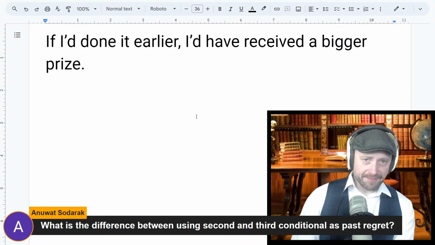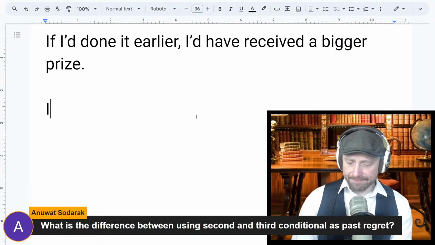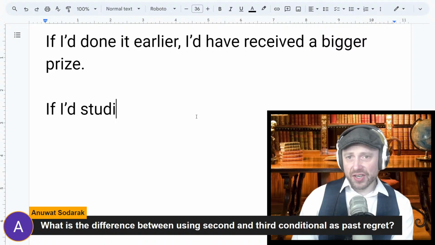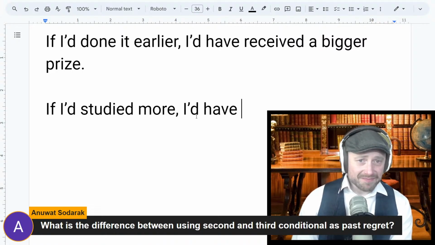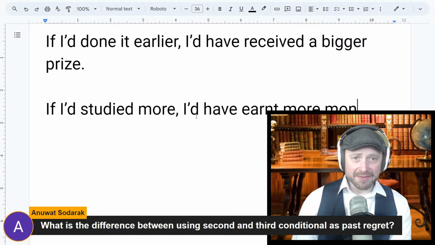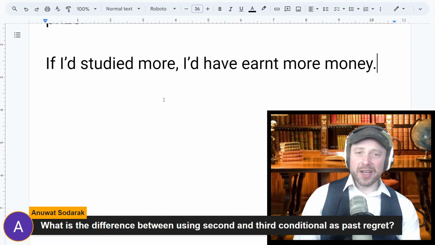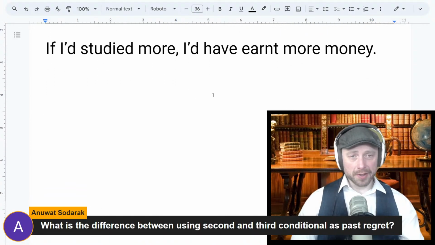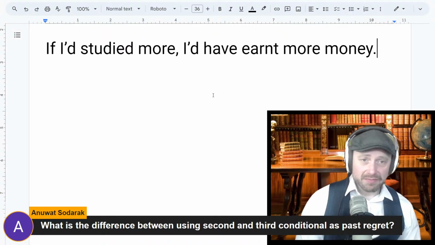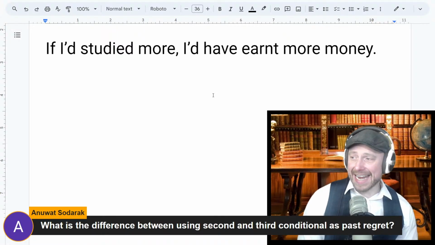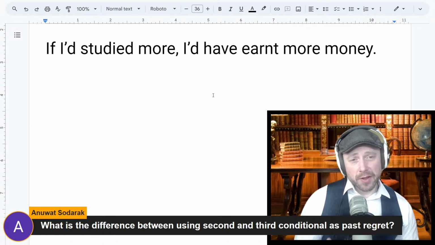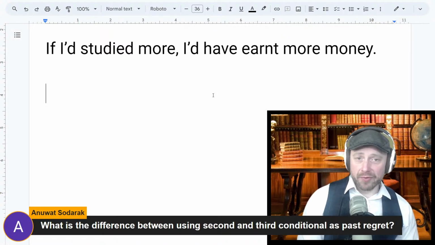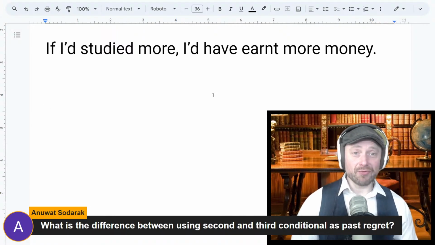If I'd done it earlier, I'd have received a bigger prize. If I'd studied more, I'd have earned more money. Okay, so the third conditional really is the archetypal, as in the typical, regret tense. Of course, the third conditional doesn't have to represent regret. It can also represent relief.